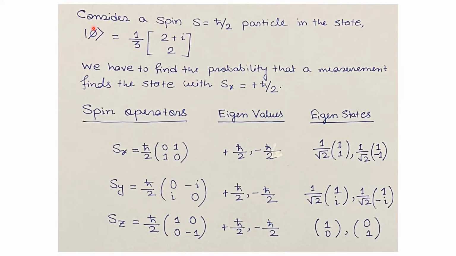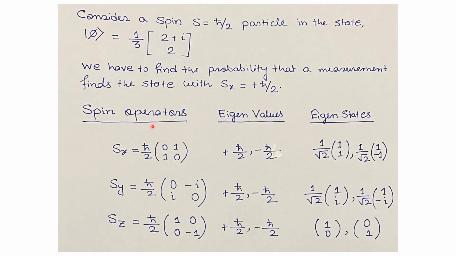It is given in the question that the wave function of a spin half particle, that is S equals ħ/2, is phi before the measurement, and the phi state is 1/3 times this column matrix, that is (2+i, 2). We have to find the probability of getting an eigenstate of Sx with eigenvalue plus ħ/2 after doing a measurement of the x component of spin on that particle.